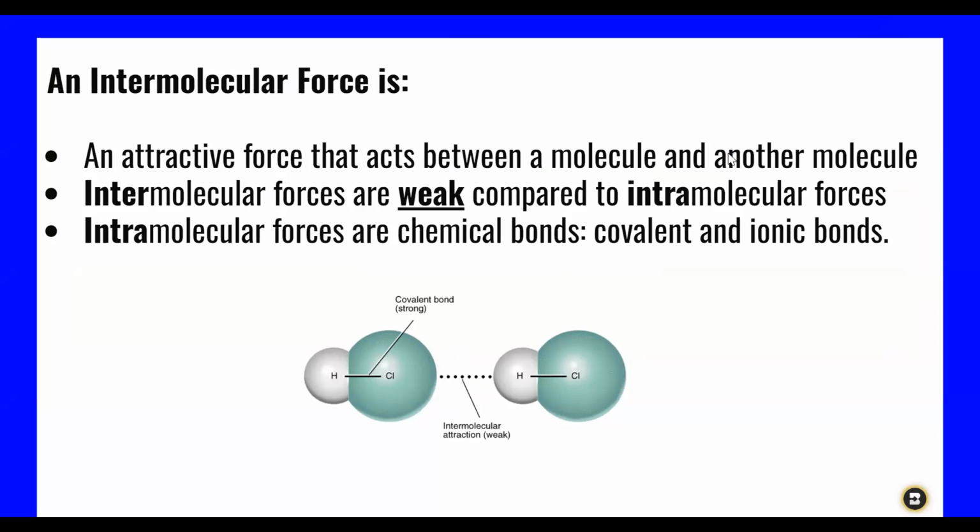Like we see here, this is a molecule, this is a molecule. The force holding these two molecules together is intermolecular force, like you have an interstate freeway between molecules. Then there's another force here. This force is what we've done before, a chemical bond, a covalent bond, holding two atoms together.